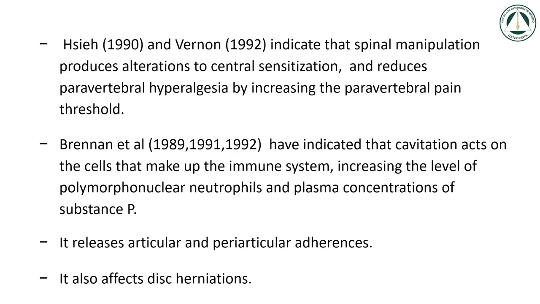Hsieh, 1990, and Vernon, 1992, indicate that spinal manipulation produces alterations to central sensitization, and reduces paravertebral hyperalgesia by increasing the paravertebral pain threshold. Brennan et al., 1989–1992, have indicated that cavitation acts on the cells that make up the immune system, increasing the level of polymorphonuclear neutrophils and plasma concentrations of substance P. It releases articular and periarticular adherences. It also affects disc herniations.